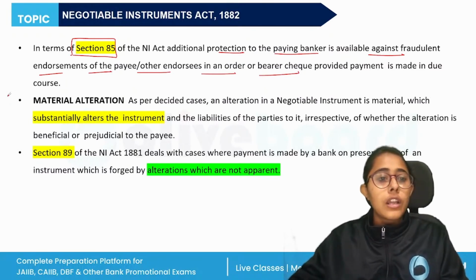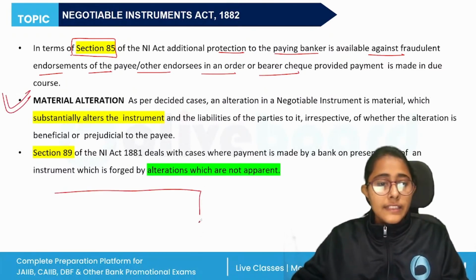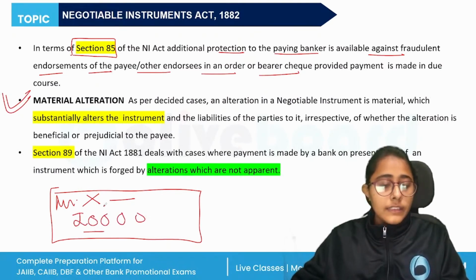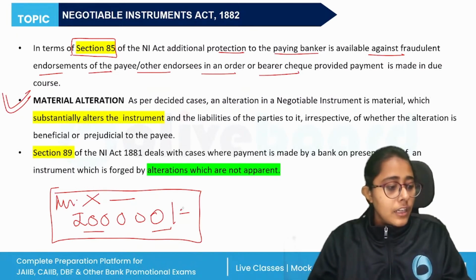Now, when we talk about material alteration, let's say we have a check in this form and it is in the name of a person, let's say Mr. X. The amount which is mentioned here is 20,000, and the person fraudulently, without informing the bank or the drawer, adds a zero to it. Here it wasn't cancelled or marked, so the zero adding is not apparent to the banker, right?